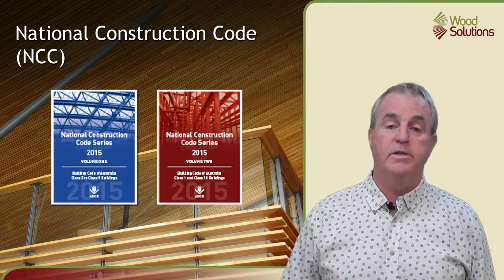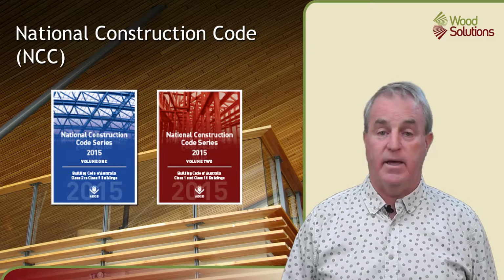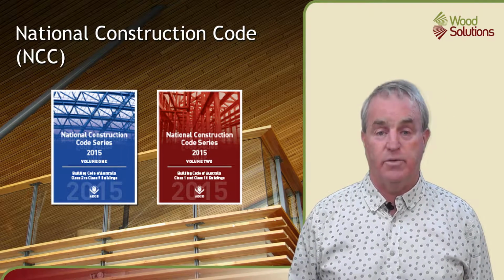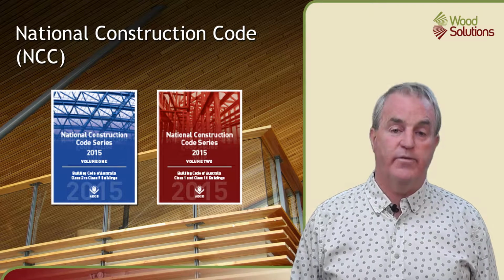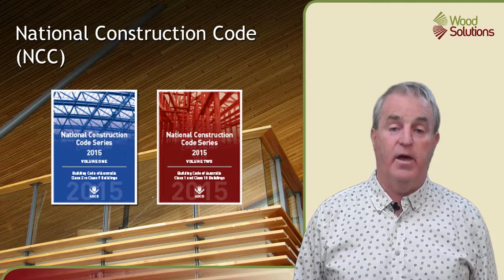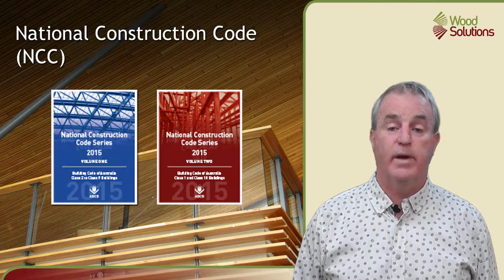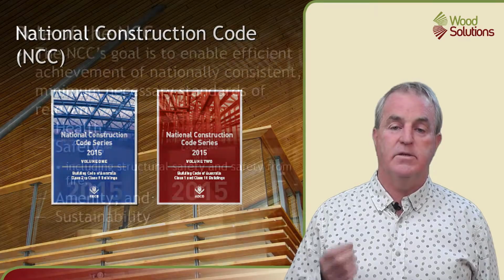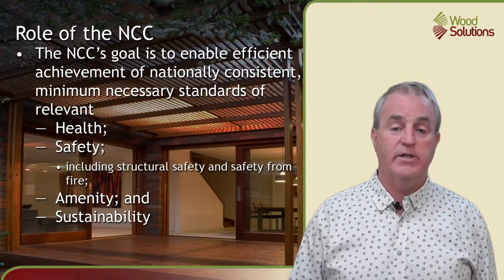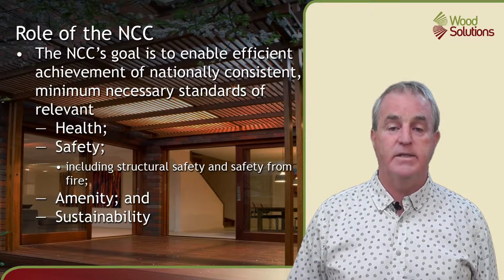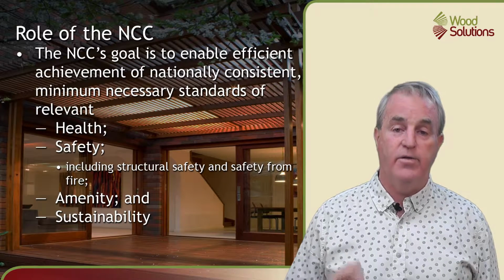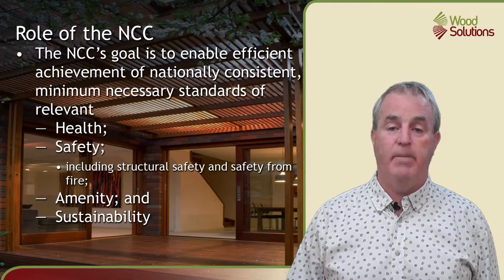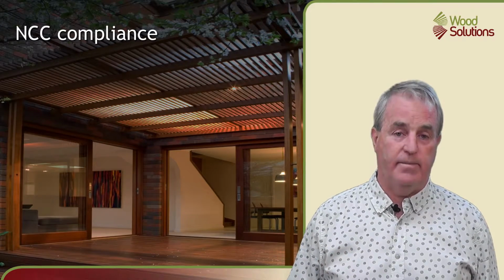The NCC was known as the Building Code of Australia, or BCA, and it still includes the BCA documents in Volume 1 and 2. The NCC suite of documents can be downloaded for free from the Australian Building Code Board's website. The goal of the NCC is to efficiently apply nationally consistent minimum necessary standards for health, safety, including structural safety and safety from fire, amenity and sustainability.